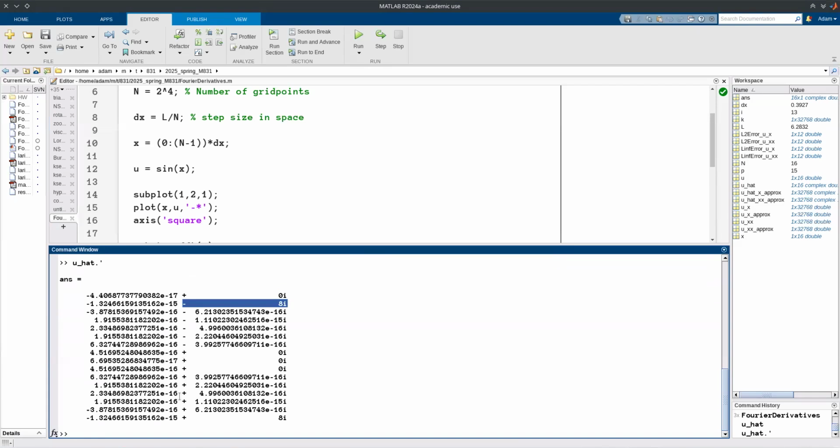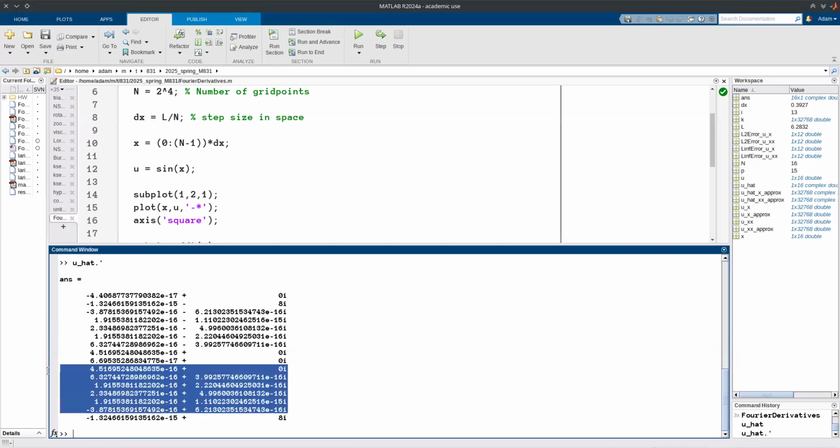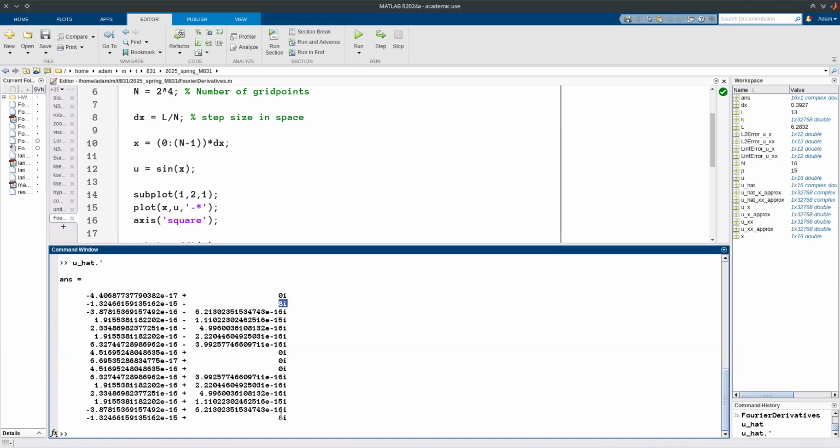And then we get positive 8i showing up a little bit later. And all of these other things with e to the minus 15, e to the minus 16, that's like this number times 10 to the negative 15 or negative 16. So these numbers should be thought of as 0, right? So where on earth are these other numbers coming from, and why are they positioned that way?